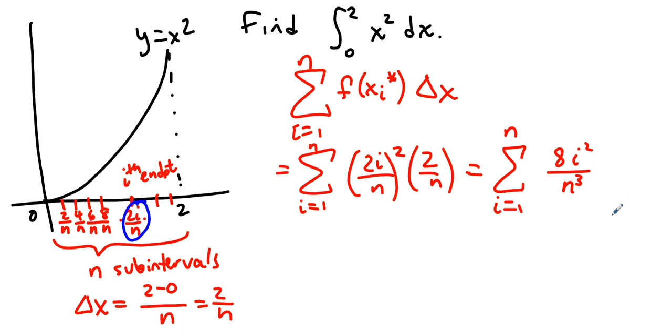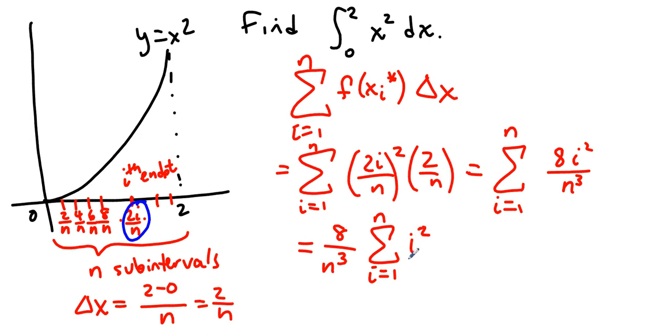So the question is, what is that? Well, 8 is a regular number, and n cubed is a regular number. Remember, n is just the number of subintervals that we used. So n is a number. It's fixed. And because these are fixed numbers, we can pull them right out.